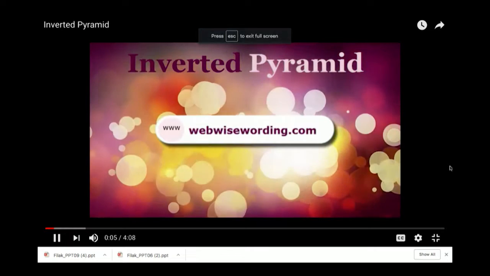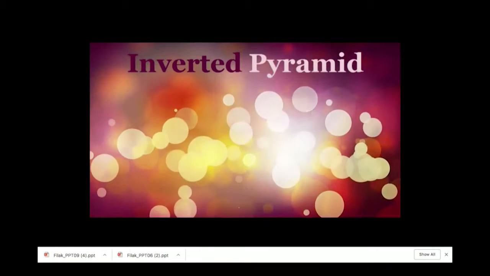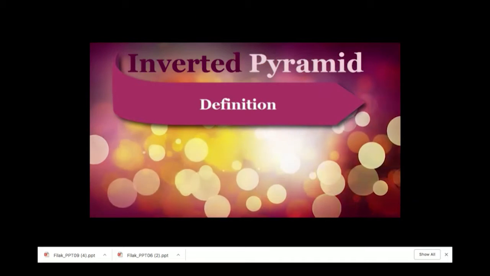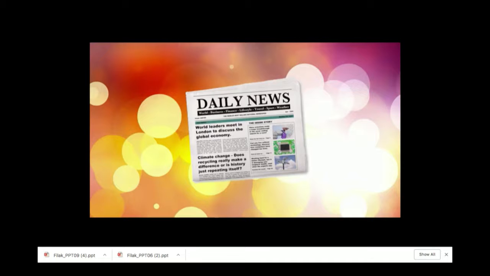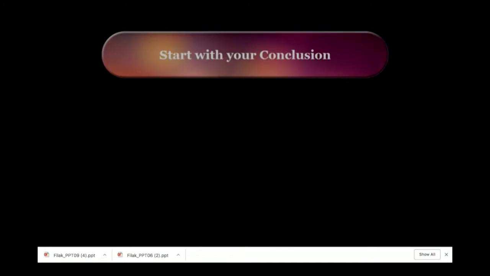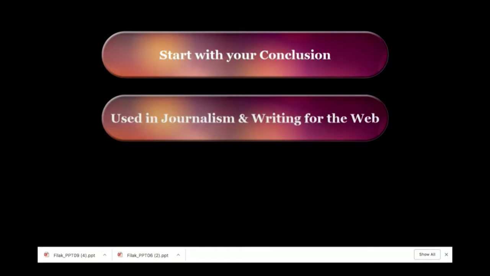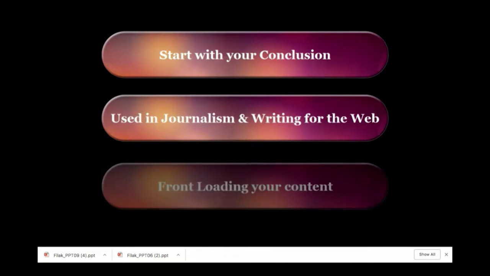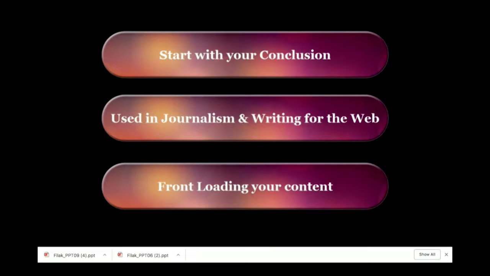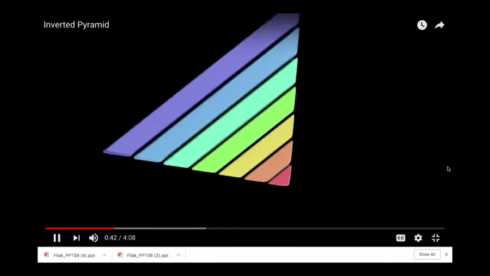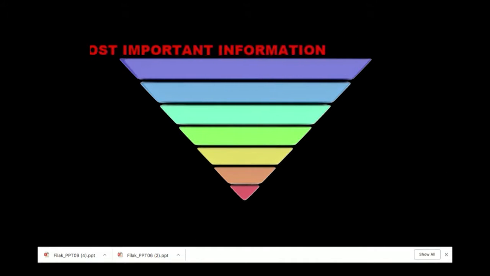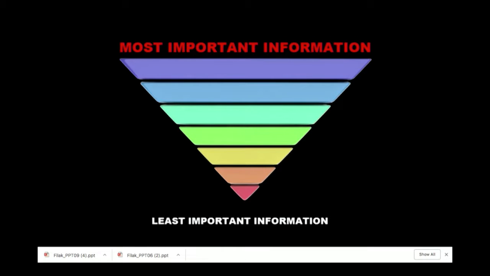Hello and welcome to this video tutorial on the inverted pyramid style of writing. I'm going to explain what the inverted pyramid is, the benefits of this style, and how to write in this way. With its origins in journalism, this method of starting with your conclusion is called the inverted pyramid style. It is used both in journalism and in writing for the web. It can also be called front-loading your content. It means you should put your most important information first. This structure is called an inverted pyramid simply because it is an upside-down pyramid with the most important information at the top and the least important information at the bottom.